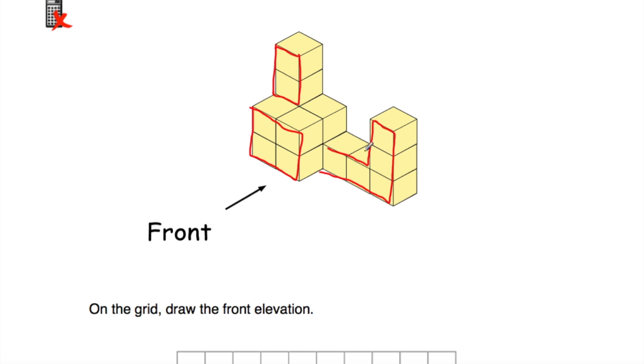So what would we see if we were looking at it? We would see this square at the front. You would then see this rectangle sticking up, these 2 squares on the left hand side, and then you'd see these squares on the right hand side, going 1, 2, 3 across, and then up 2.